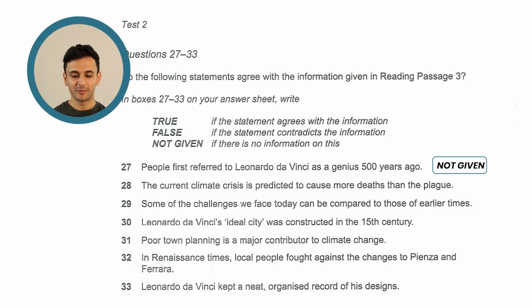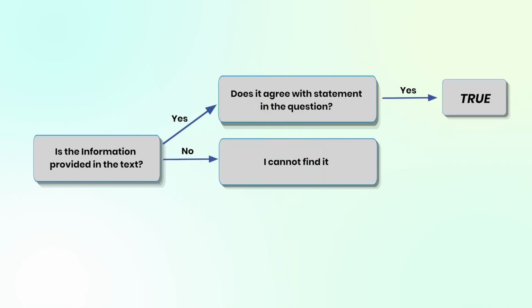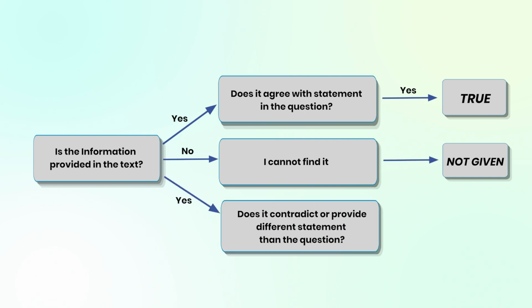These true, false, not given questions are really tricky, I have to tell you. It comes with practice, so you just have to process the information in a logical way. Is the information provided in the text? Does it agree with the question? It does: true. I simply cannot find the information: not given. Can I find information that contradicts or gives a different type of information related to the question? I can: so it is false. As simple as that.